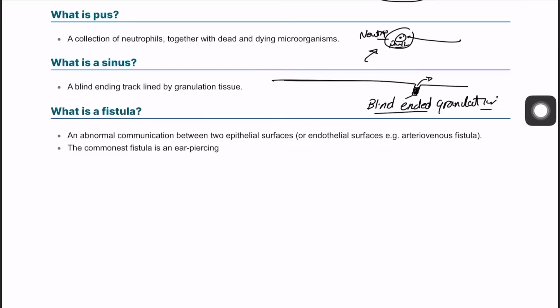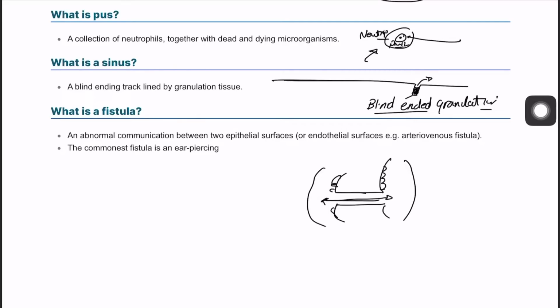So a fistula is not actually blind-ended, and that's the main difference. It's an epithelialized tract that connects two different hollow organs, or two different surfaces, basically. So there will be some sort of epithelial surface in here, and an epithelial surface in there, and in between them is the tract, which is called a fistula.